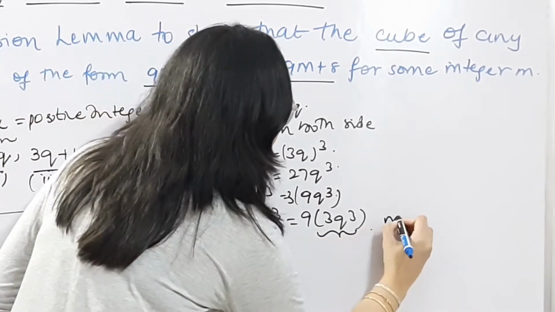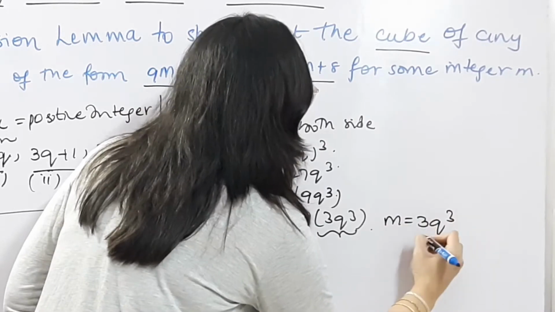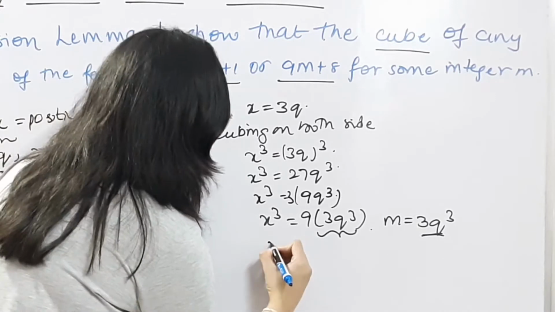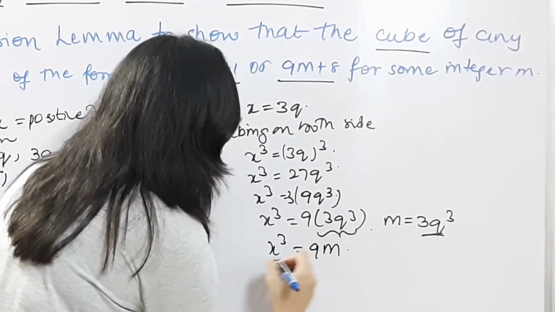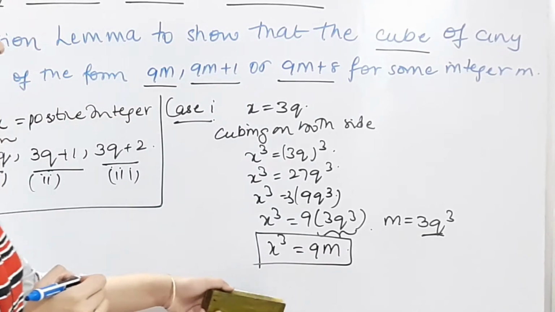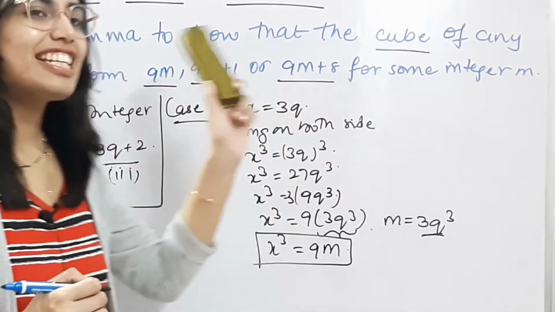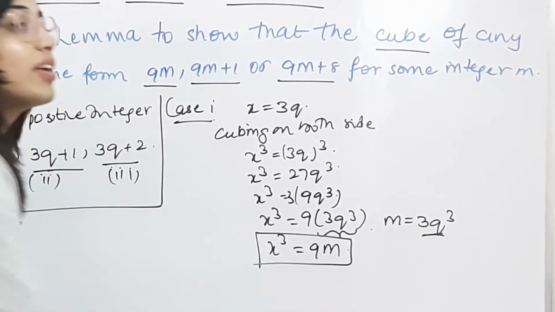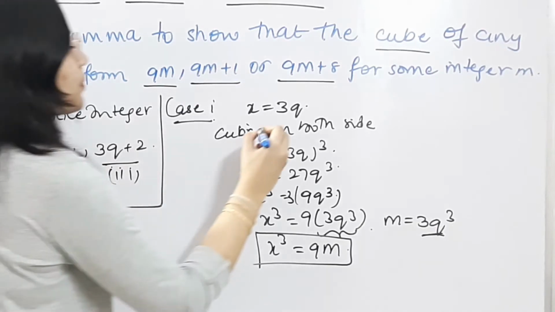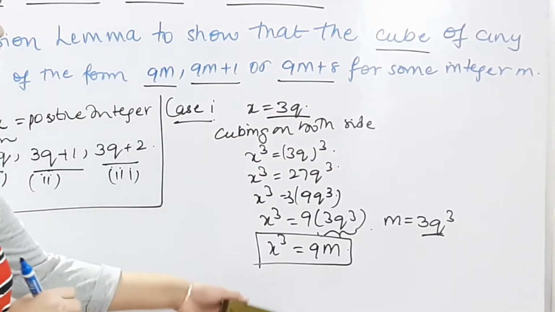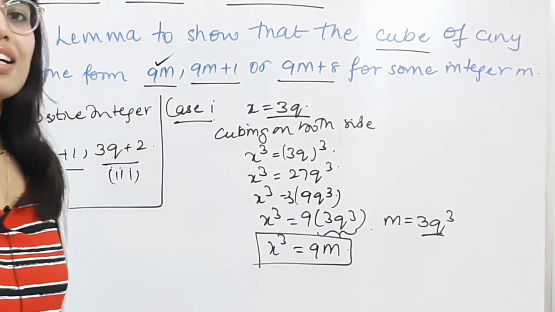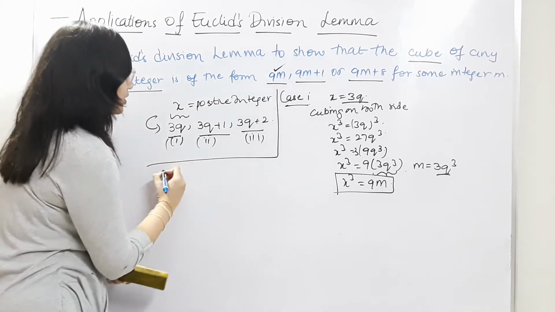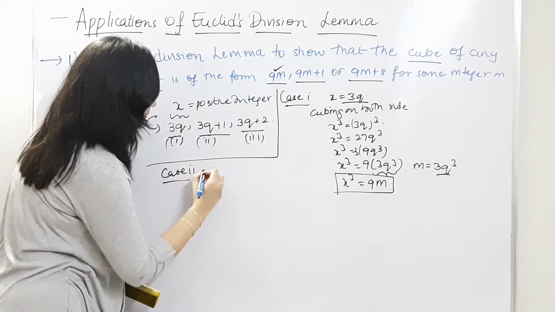So if we consider m as some integer, and 3q cube also as some integer, then we can say that x cube is equal to 9m. So this means that whenever you cube a positive integer of the form 3q, it is of the form 9m. So this proves the first part. Now let's see case 2. What is case 2? Case 2 is x is equal to 3q plus 1.